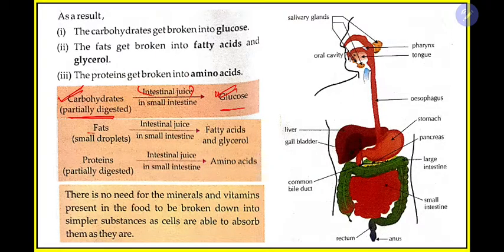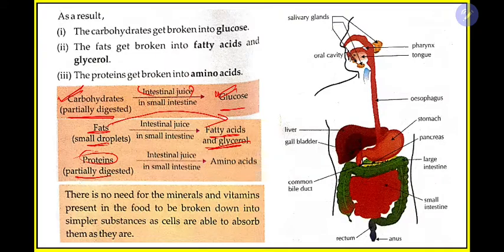Okay, then fats. It will convert small droplets of fats into fatty acid and glycerol. The fat is converted into small droplets by our gallbladder, and these small droplets are again converted by this into fatty acid and glycerol.